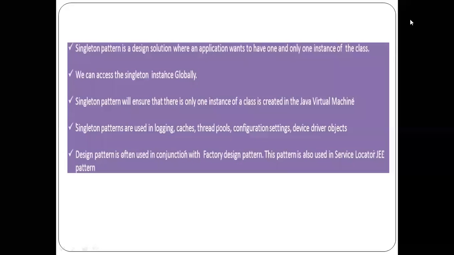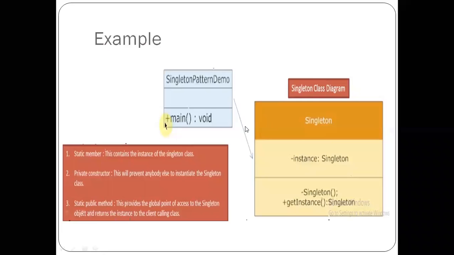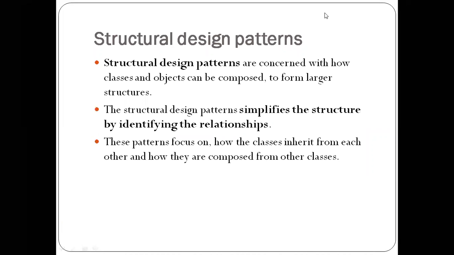Clear? Next we are going to discuss structural design patterns. Till now we have finished 5 patterns under creational design patterns. So now we are going to discuss the second category of design patterns, the structural design patterns. The first one is creational design patterns, then structural design patterns, and behavioral design patterns. These are the main catalog of design patterns. Under that, the first one is finished.